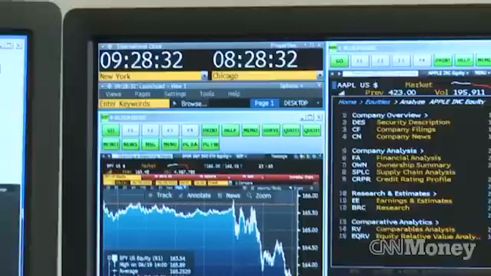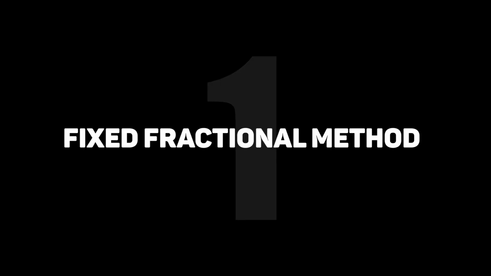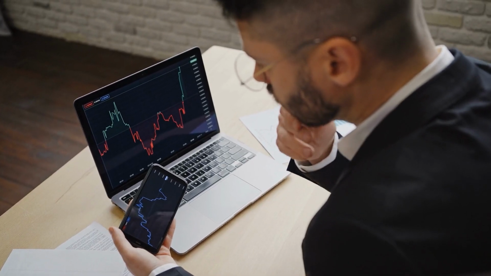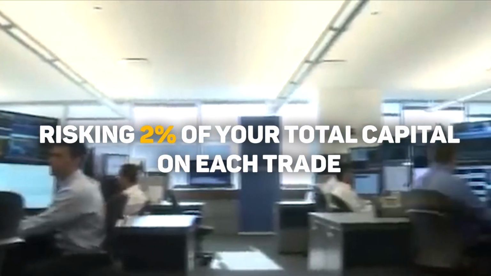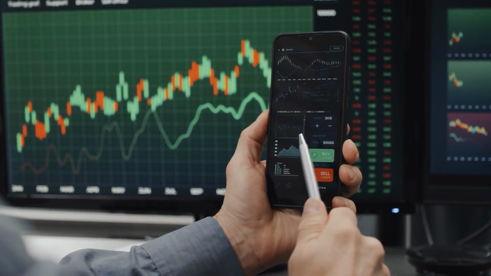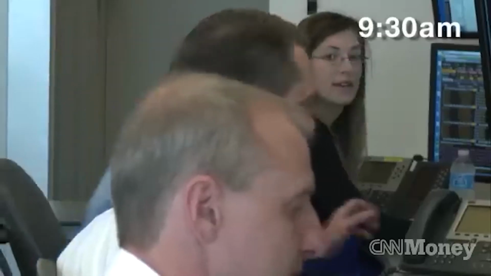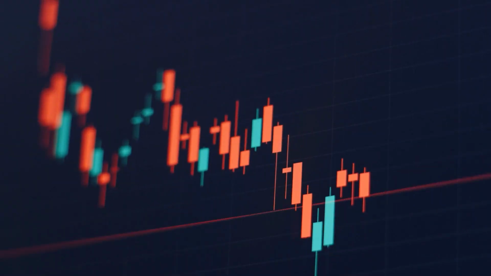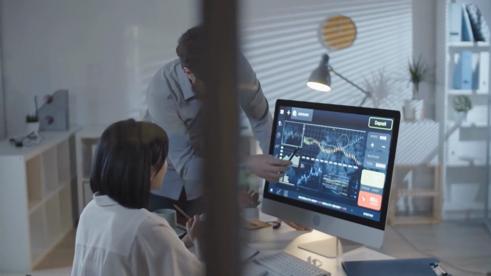Position sizing and portfolio management. Now let's focus on the role of position sizing and portfolio management in risk control. 1. Fixed fractional method. In this approach, you allocate a fixed percentage of your trading capital to each trade. For instance, risking 2% of your total capital on each trade ensures no single position can drastically impact your portfolio's health. 2. Kelly criterion. This formula helps calculate the optimal position size based on the probability of winning. While powerful, it can be difficult to implement in real-world scenarios due to the need for precise estimates.